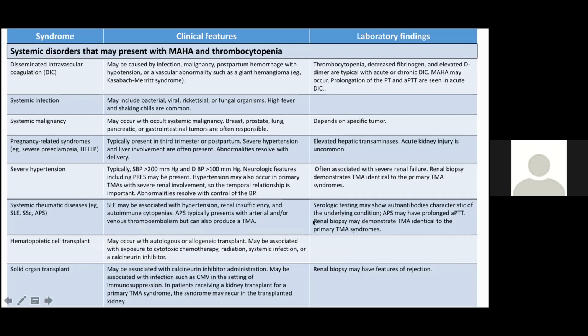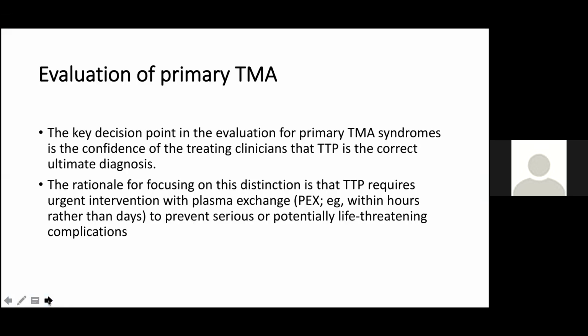So what I gathered from reading is that if you suspect TTP, you always have to start plasma exchange. If it is not going to respond, then TTP will be treated with steroids and rituximab. You can start them later, and that will eventually treat SLE as well. And a hematopoietic cell transplant and solid organ transplant can present with microangiopathic hemolytic anemia and thrombocytopenia.